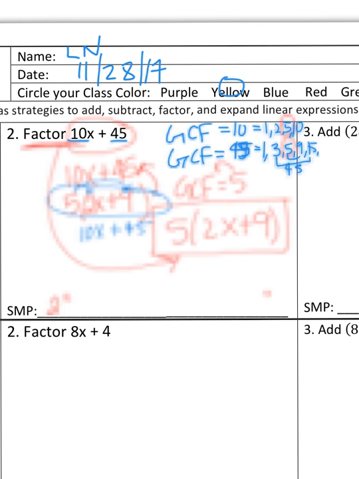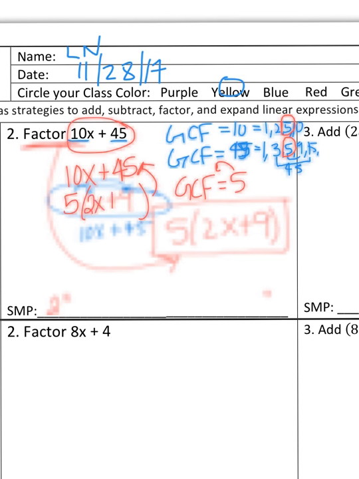Well, let's see. 10 doesn't go into 45, so the only one that really goes into both of them is 5. So the GCF of both of these numbers is 5. So you're going to factor out a 5. You're going to take out a 5 from this expression. So you have 10x plus 45. Now you're going to take out a 5 and multiply two things so that if you distribute that 5, you get 10x plus 45 again. So 5 times what gets you 10x?